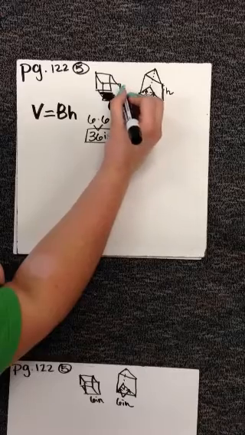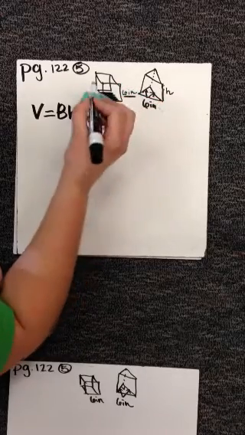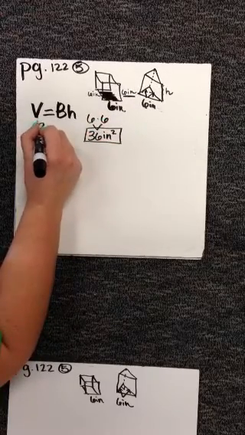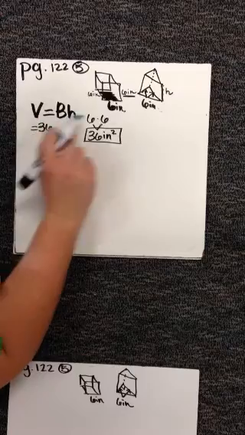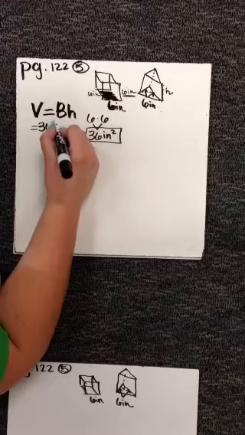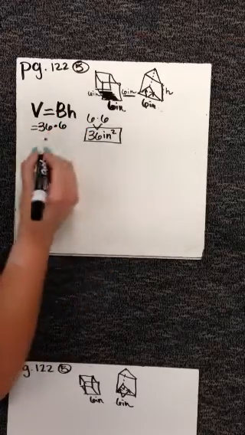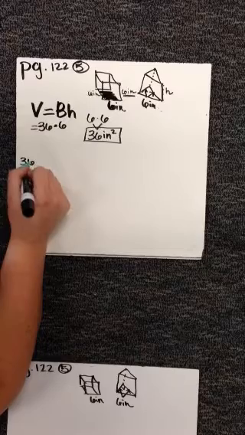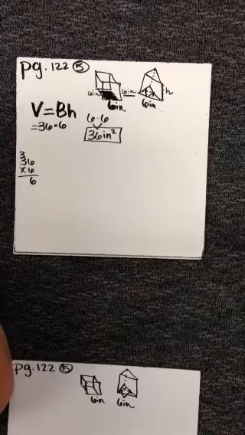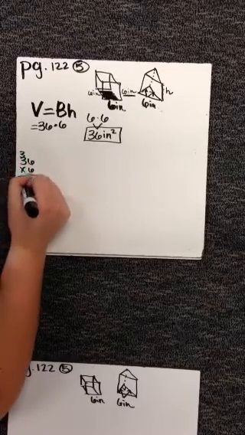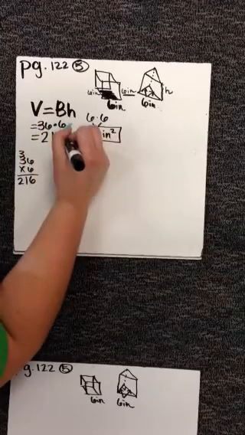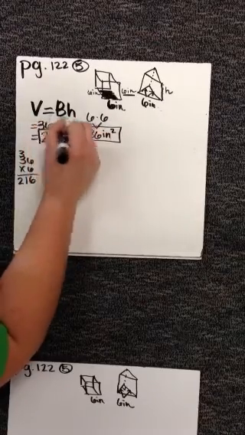Since this is a cube, I know this is also 6 inches here as the height, along with this right here. All right, so I'm going to plug in 36 inches for area of the base, because 6 times 6 gave me the area of my square, and I'm going to multiply that times 6, the height of the prism. 6 times 6 is 36. 6 times 3 is 18. Get 216. So the volume of the cube is 216 cubic inches.